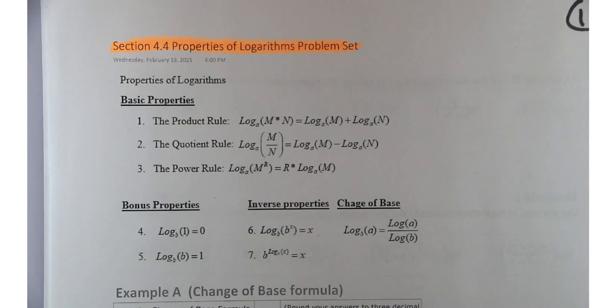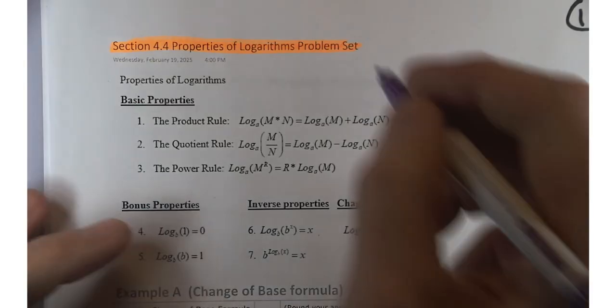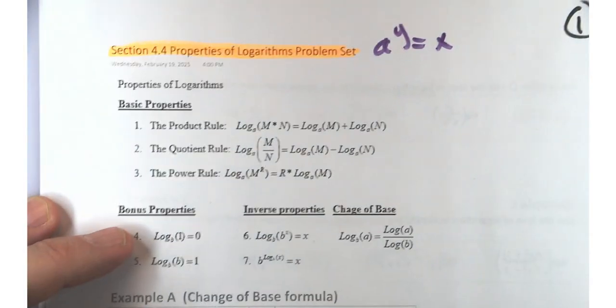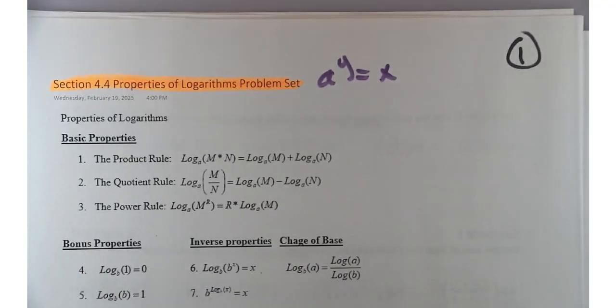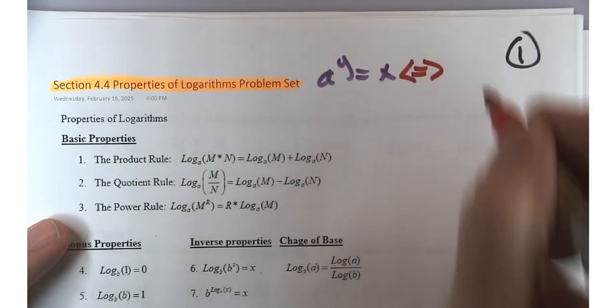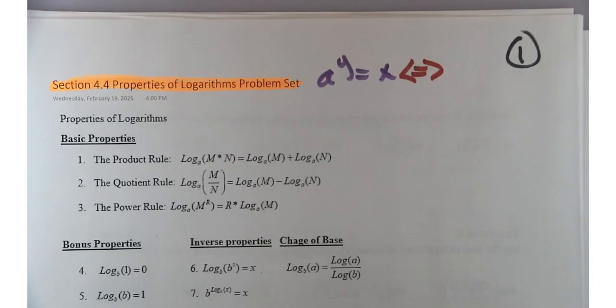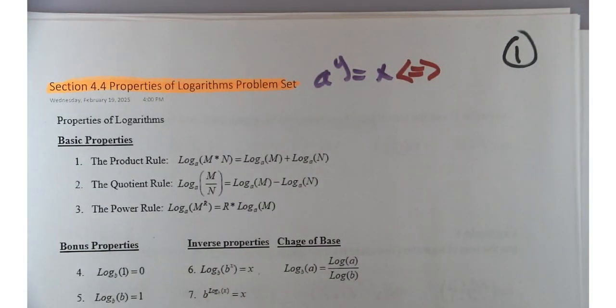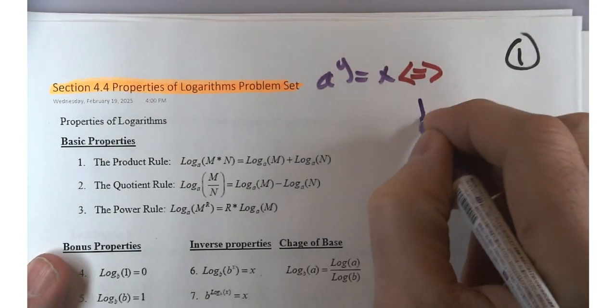Properties of logarithms in section 4.4. Let me see if you can help me finish this out just to get started. A to the y equals x. What's that equivalent to in terms of logarithms? What's that interchangeable with? It means the same thing as what? Anyone? Log base a of x equals y. Perfect, thank you. So log base a of x equals y.